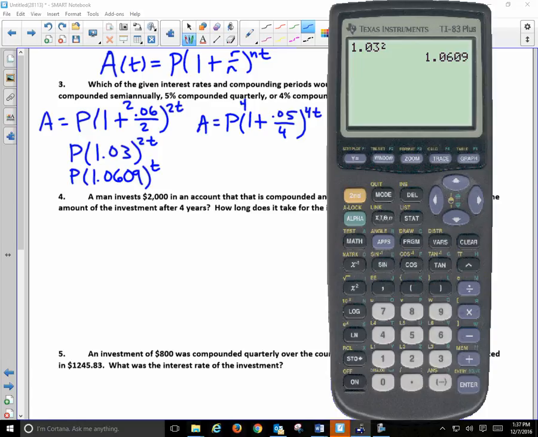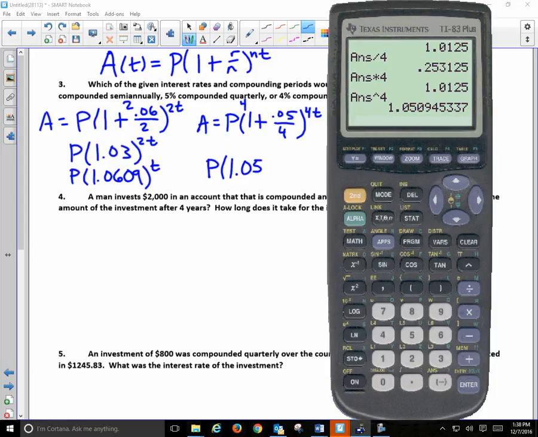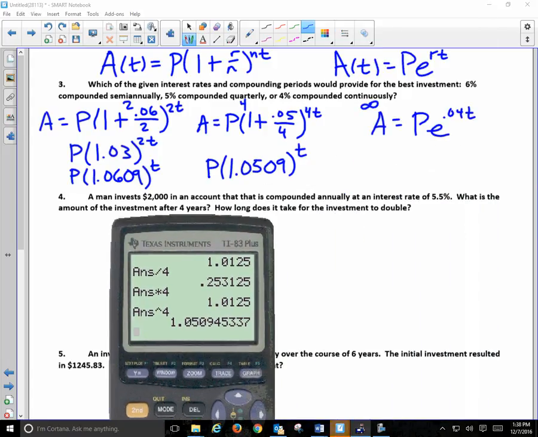So Lauren is choosing to invest it in the very last option, which, you know, she would hope that then the number would come out to be better than 1.0609. Let's try this one. 1 plus 0.05 divided by 4, and I'm going to raise that to the 4th power. And I get 1.0509. So right now it looks like the first option is the best, right? And that's going to generate more growth over time.